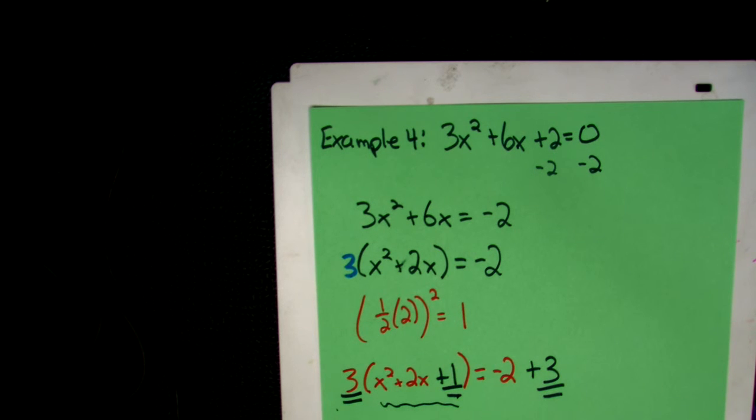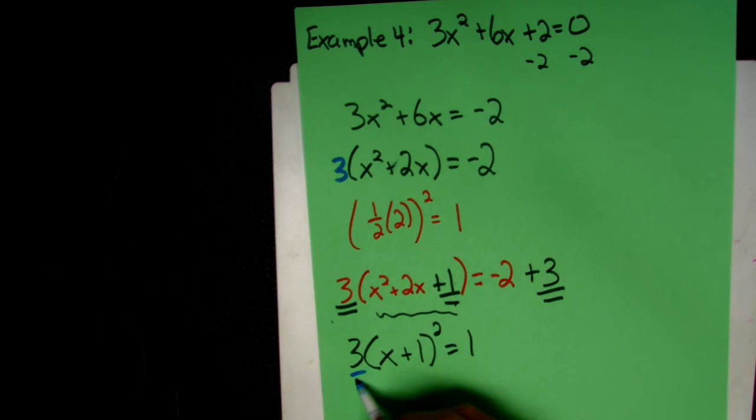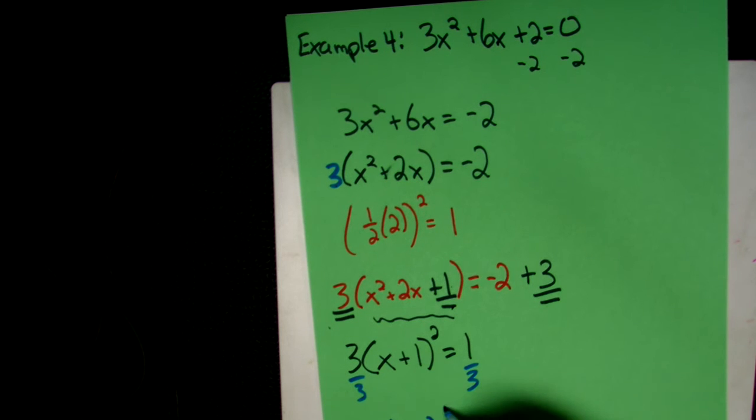This right here is a perfect square trinomial. So this becomes x plus 1 squared, because the square root of x squared is x and the square root of 1 is 1. And then -2 plus 3 is 1, right? And then I need to solve. Before I can square root both sides, though, I need to divide by 3. So now I have x plus 1 squared is equal to 1/3.